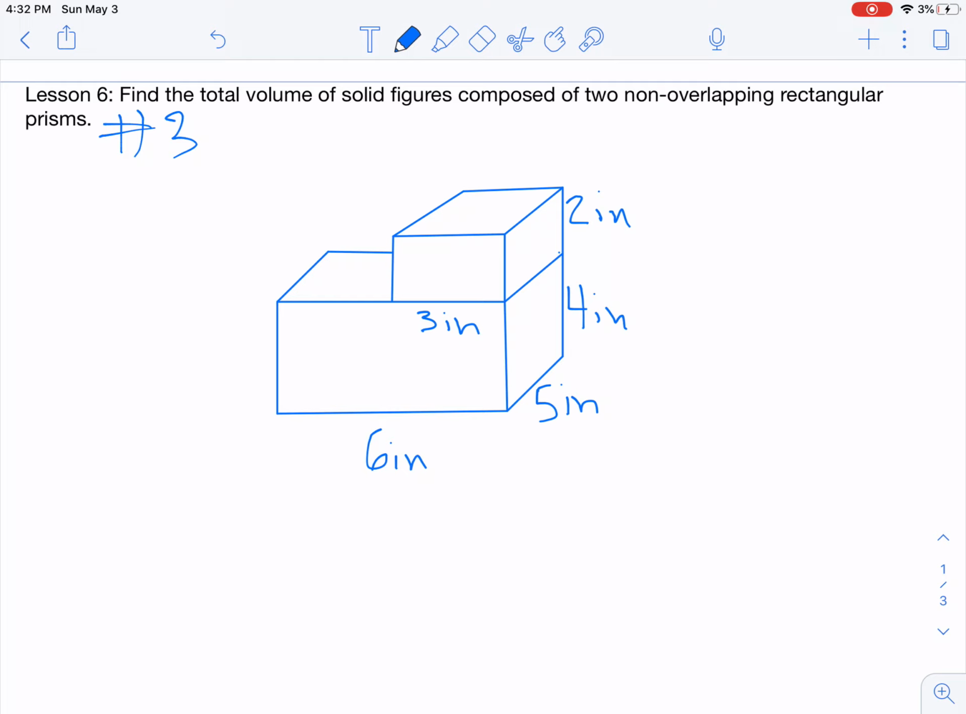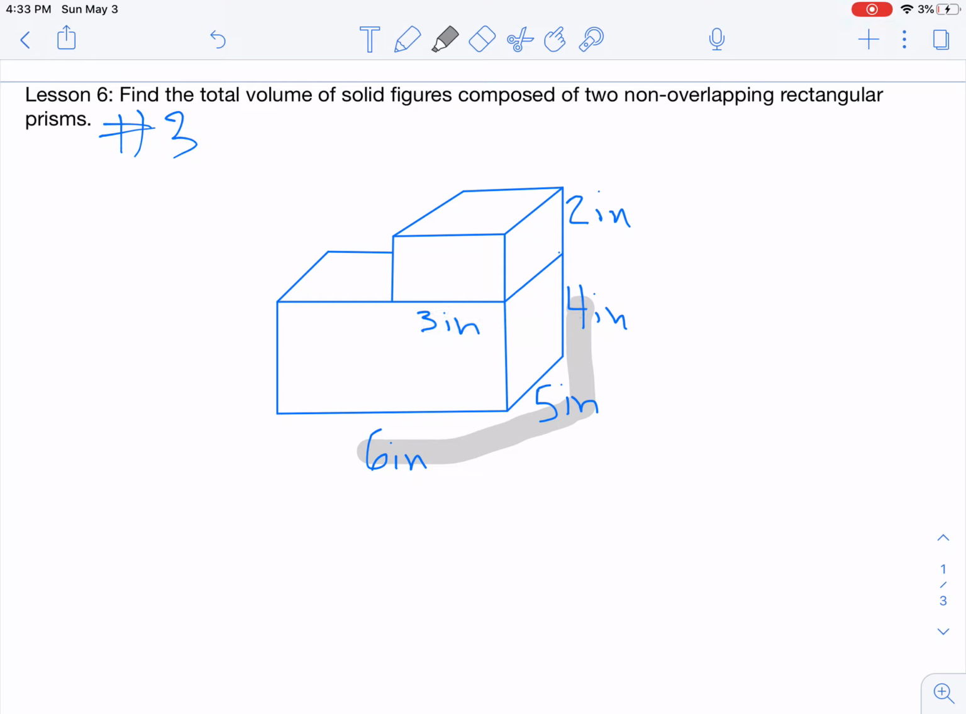Okay, so what I want you to do is try and find the volume of this by yourself. And what you can do is pause this. You can use tap-tap blocks. So if you know that the bottom box is 6 by 5 by 4, you can make that one. And then the top box is 3 by 4 by 2.